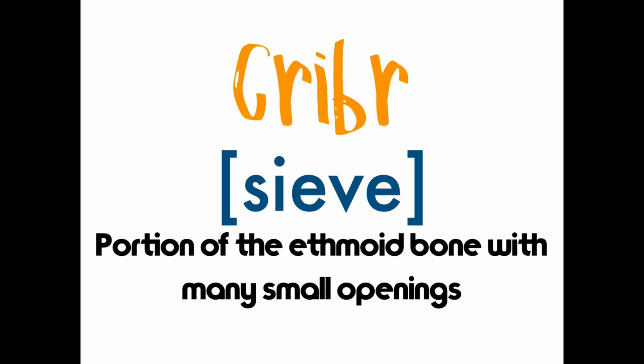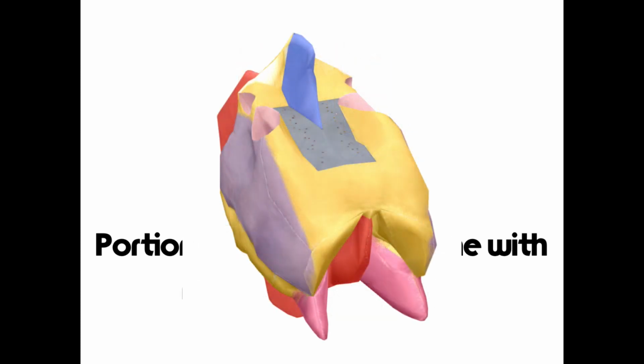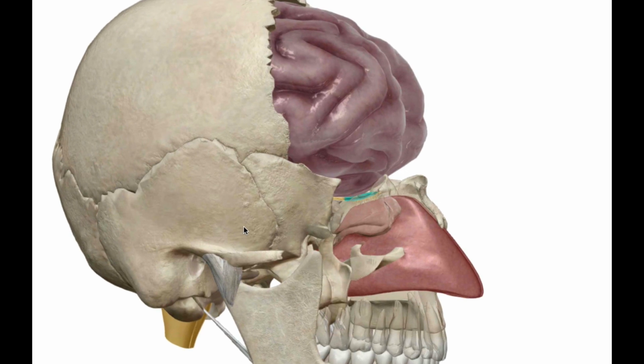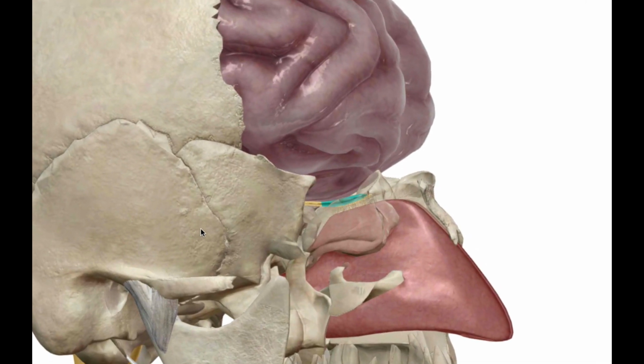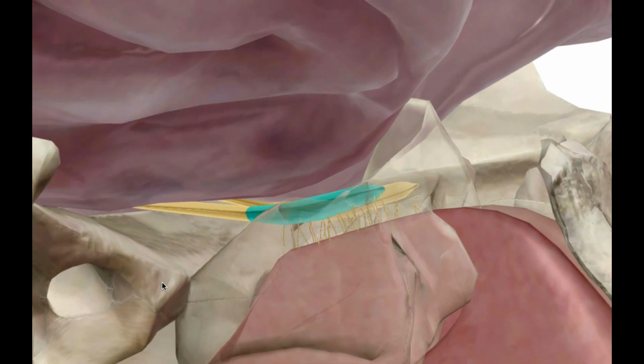And then crib. Crib is a sieve. This is the portion of the ethmoid bone with many small openings. So when you look inside of the skull, this is essentially the superior, the roof of the nose. And this is where your olfactory nerves, your nerve endings come out, and this is the part of the nervous system that helps in smelling.